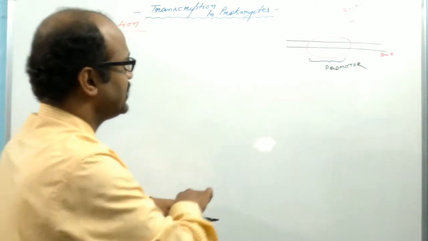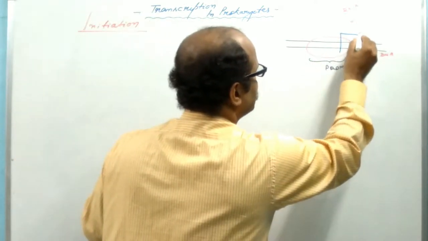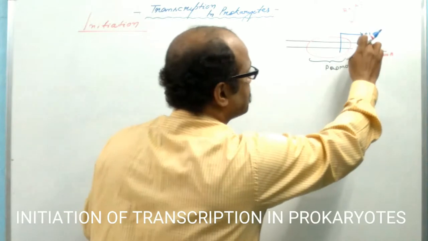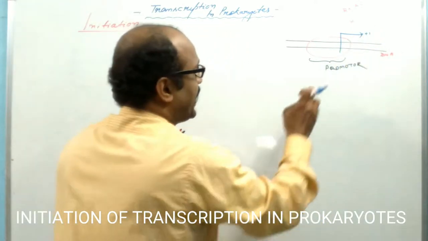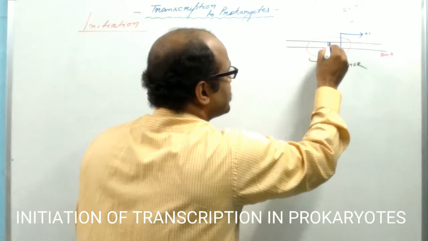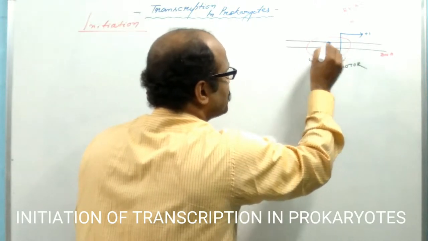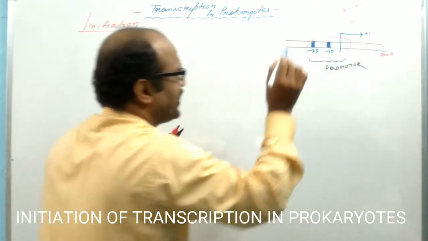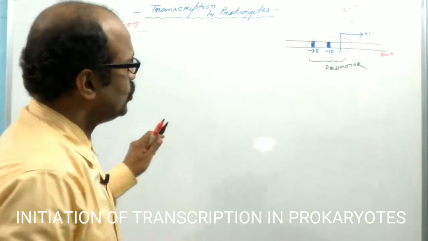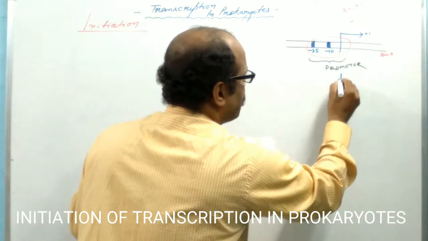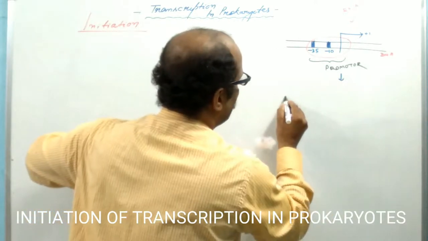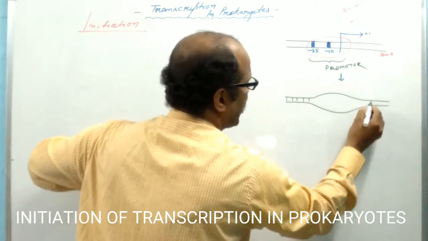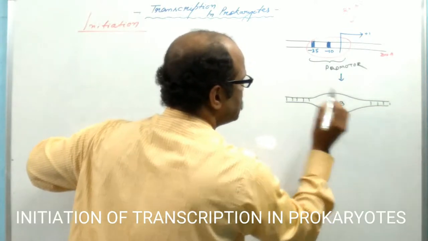This promoter site has the start point from where the transcription starts, and such a point is marked by +1. And this promoter site may have two consensus sequences, one at the region of -10 and another consensus sequence at the region of -35. The binding of RNA polymerase enzyme causes the melting of the DNA strand, which forms a bubble-like structure known as the transcription bubble.